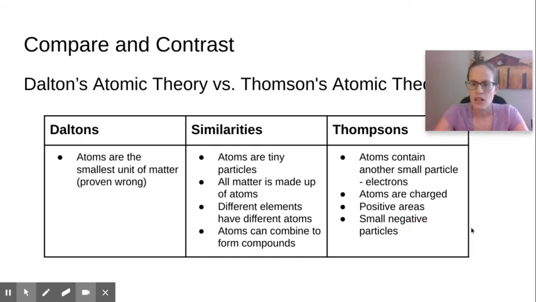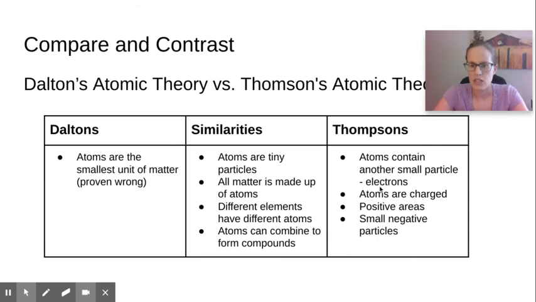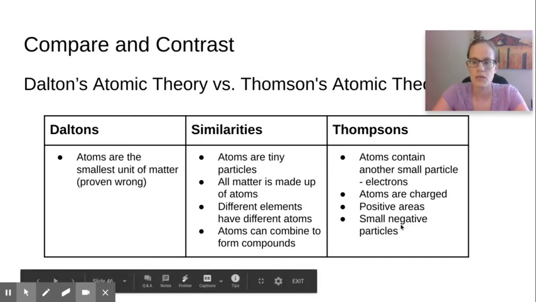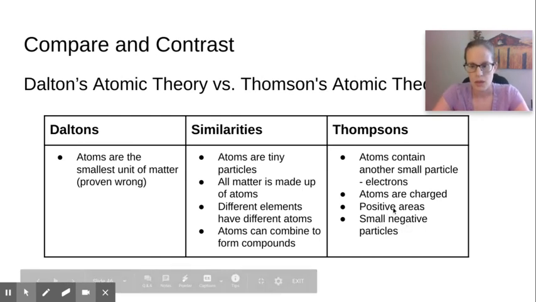Thomson's model contains another smaller particle, so it's got the electron in it. The atom has a charge, and there are positive areas in the atom, and those charges actually will cancel each other out. So overall, yes, the atom is made up of charged particles, but the positives and negatives will cancel each other out so that you get a neutral atom overall. But there are small negative particles scattered throughout the positive area.